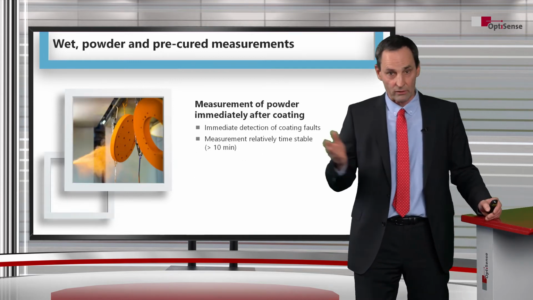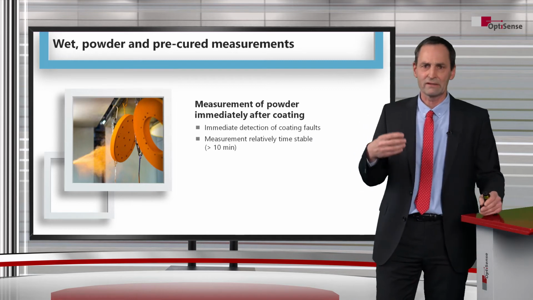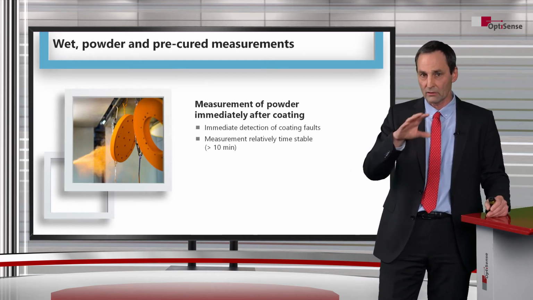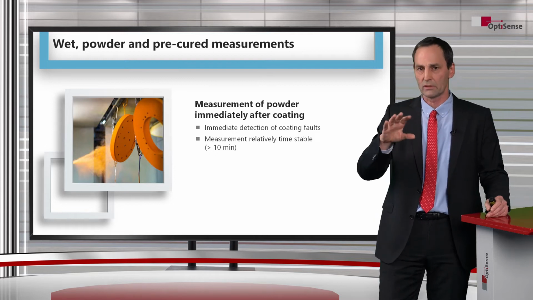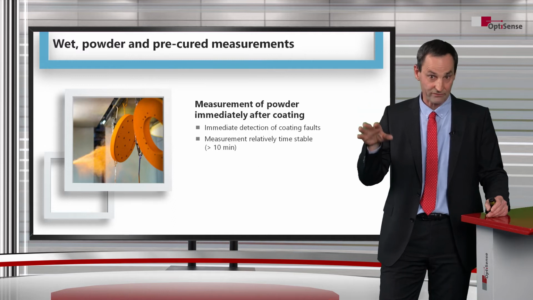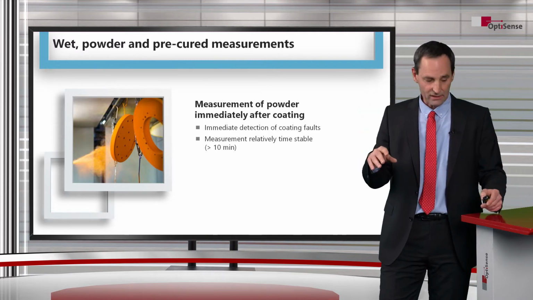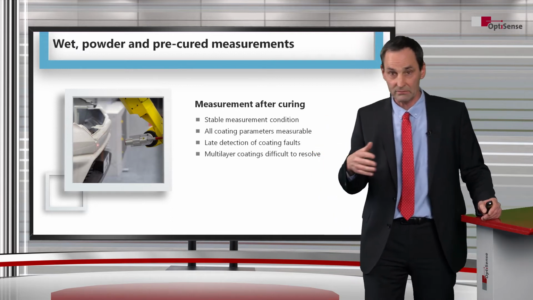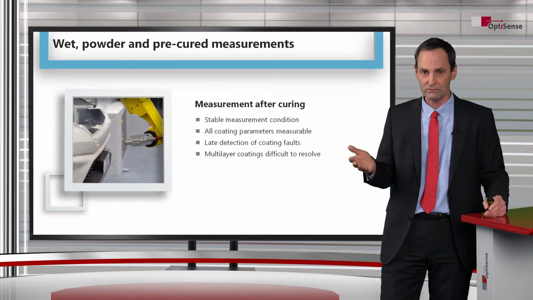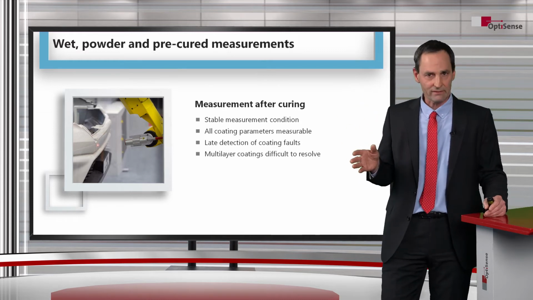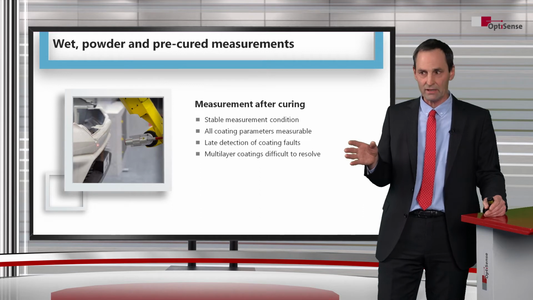For the powder state, in the other application, that is still more easy because the non-cured powder is stable over a longer period of 5 to 10 minutes. On a wet film, we are talking about half a minute stability. And then, of course, we have the possibility to measure after the curing. But that means very late, after the full oven. We're talking about nearly 1 hour in all applications. Yes, it is a stable condition in this area.